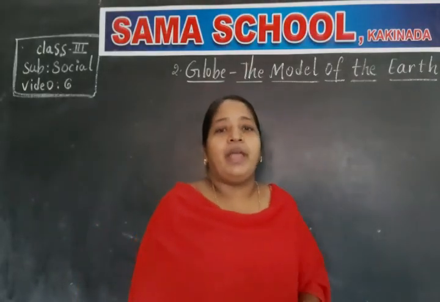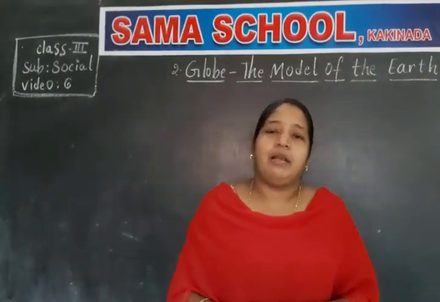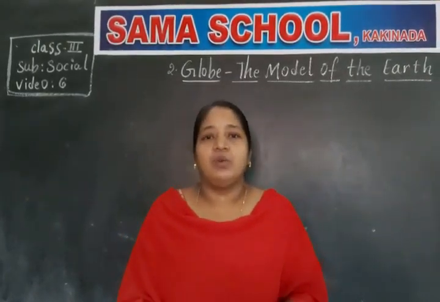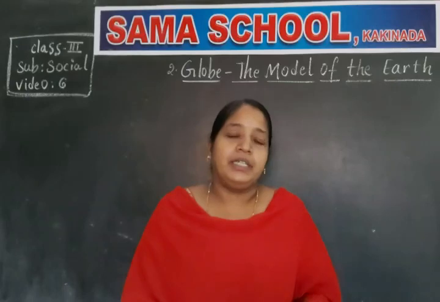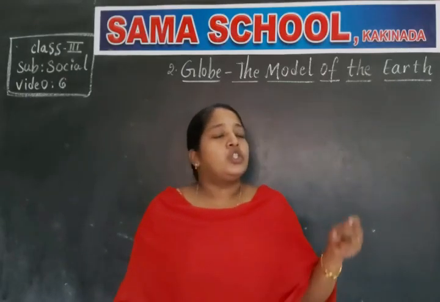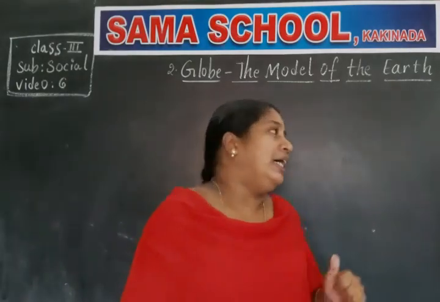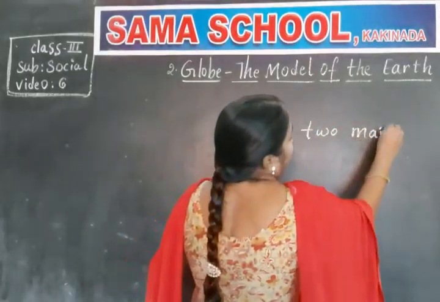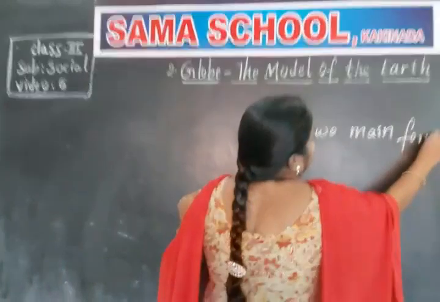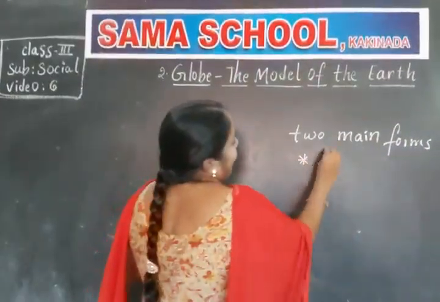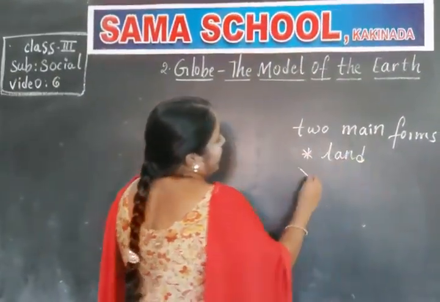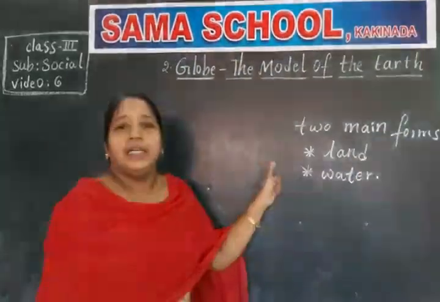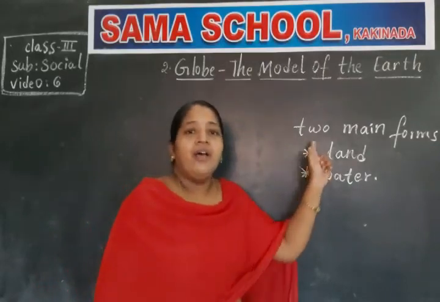Okay. You have already learned, what are the two main forms on the globe, children? Tell me. You have already learned in the previous lesson. What is the first lesson? Earth or planet. Clear, children? So in that lesson, what did you learn? What are the two main forms on the earth? One is land and the other one is water. These are the two main forms on the earth. You have already learned in the first lesson.